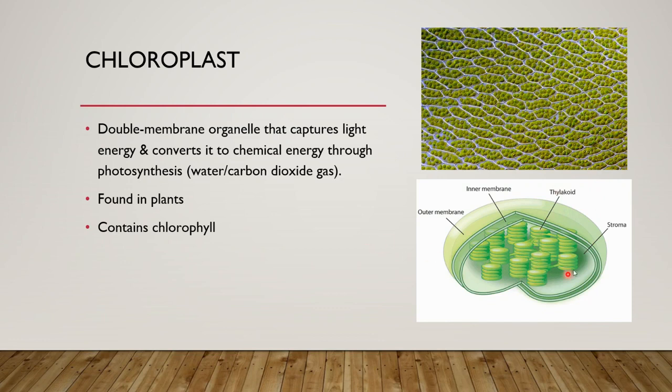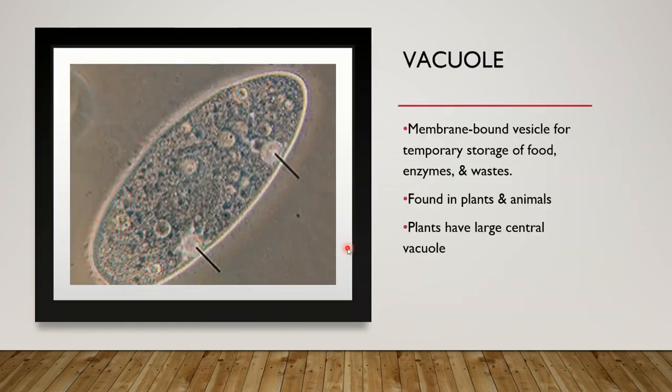So the thylakoids are the flattened discs, the stroma are the gaps in between. When I see the word vacuole, I like to think of vacuum. A vacuole is just a membrane-bound vesicle for temporary storage of waste and food and other enzymes. These are found in both plants and animals.